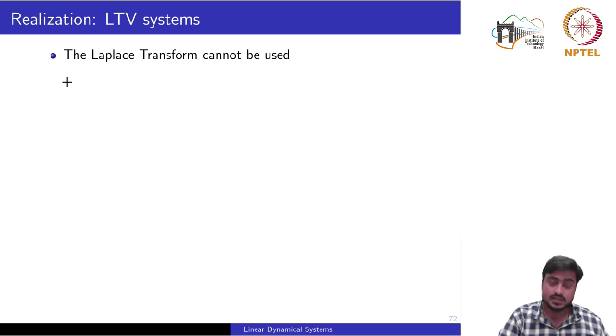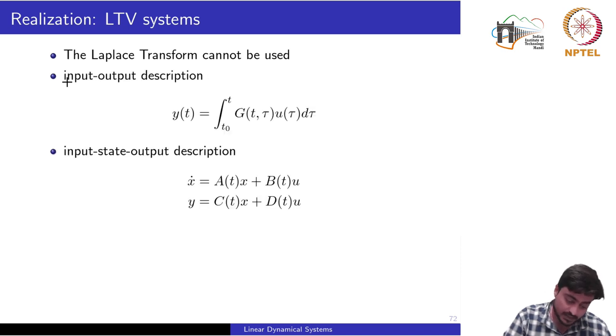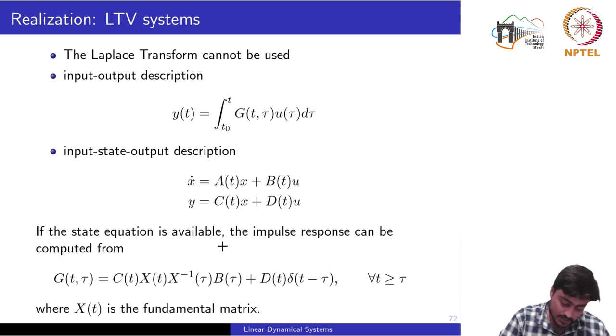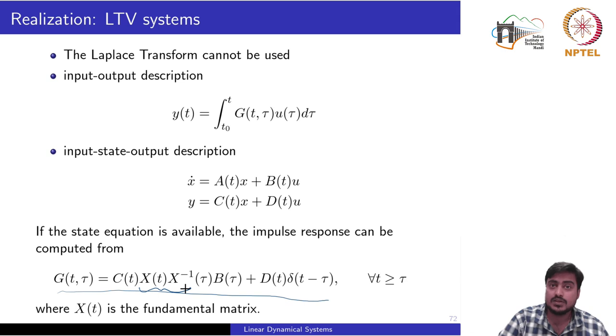Moving on to the LTV systems. So we know that we cannot use the Laplace transform tool for the two basic reasons we introduced in one of the previous lectures. So the input output description is given by this, and the input state output state description is given by this. Again recalling the same problem, if the state equation is available, the impulse response can be computed from this one, where this part is basically the state transition matrix, the solution of the state transition matrix in terms of the fundamental matrix. Okay. Again we want to answer the reverse problem, that given a transfer function, I want to compute the pair ABCD, all the time varying parameters.